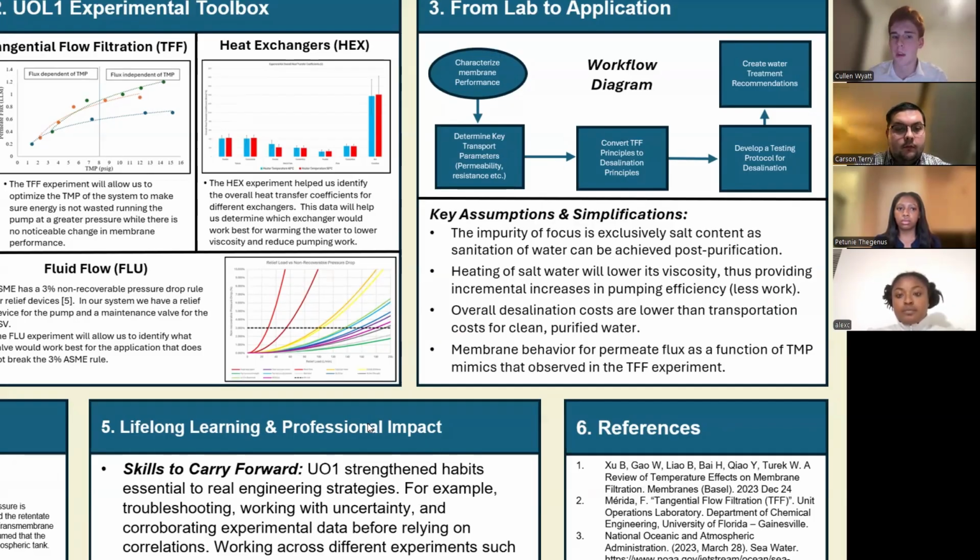The third point was that the overall desalination costs are lower than any transportation costs for clean potable water. This obviously wouldn't make sense if it would be just cheaper to truck in water from a neighboring town or city. And the fourth point would be membrane behavior for that permeate flux as a function of TMP is similar to what we measured in TFF. And so we're essentially assuming that the membranes, in this case for a desalination process, would be similar enough to the membranes used in that experiment in the lab in order to draw comparisons and conclusions.